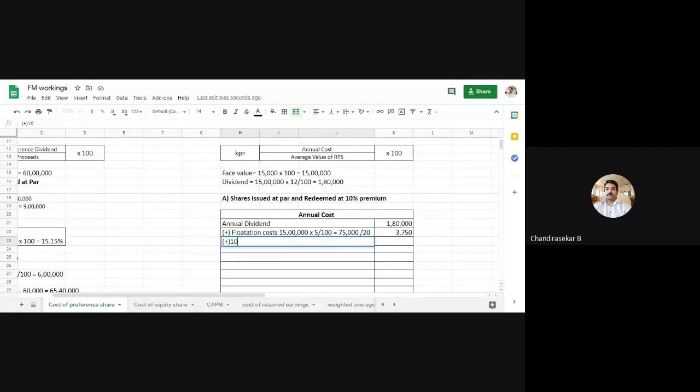Then, along with that, plus premium on redemption, 10%. After 20 years, when the company is going to collect back the 15,000 preference shares, they have to pay 10 rupees along with the 100 rupees of face value. These are also additional expenses to the company. These expenses will come when the company goes for wind up after 20 years. So that 10% is applicable for the entire 20 years.